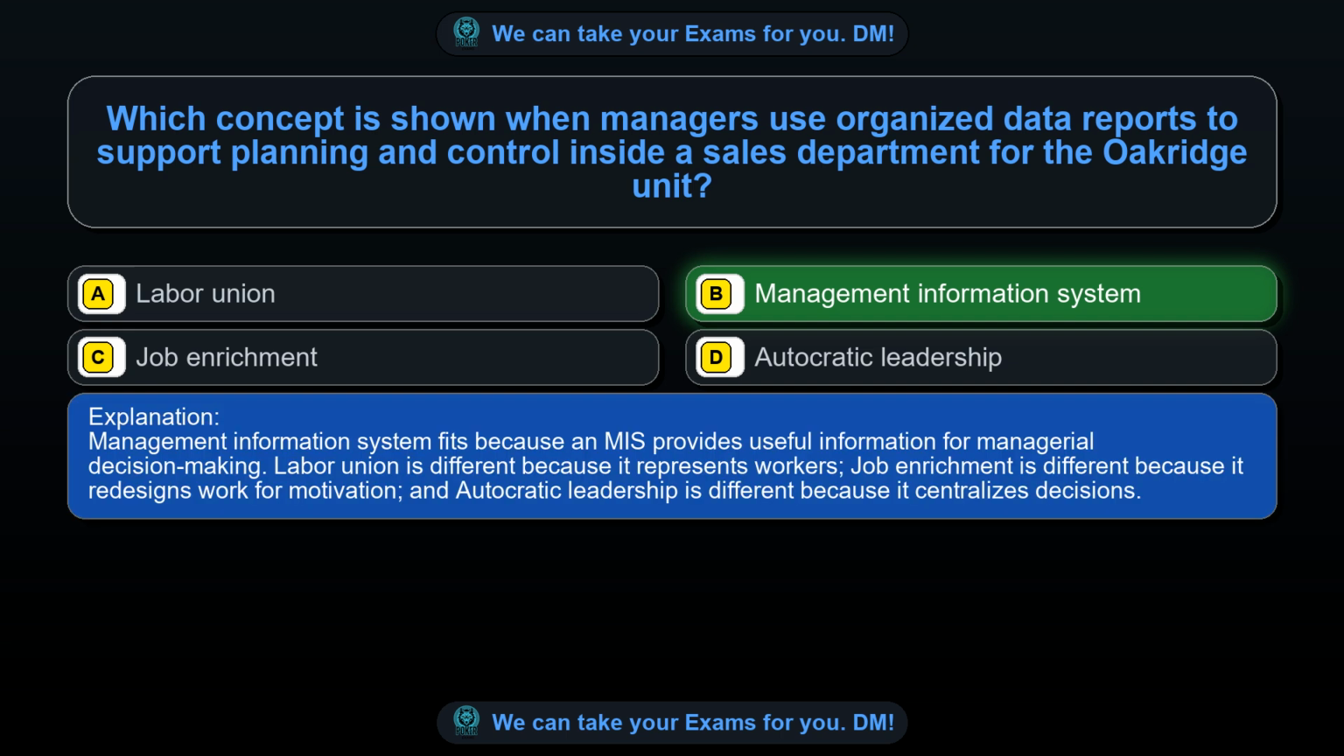Management information system fits because MIS provides useful information for managerial decision-making. Labor union is different because it represents workers, job enrichment is different because it redesigns work for motivation, and autocratic leadership is different because it centralizes decisions.